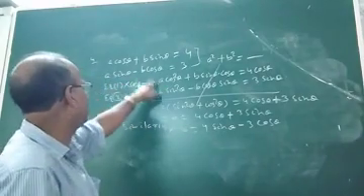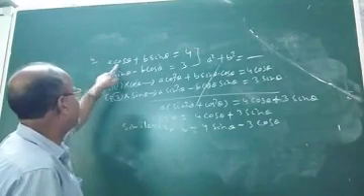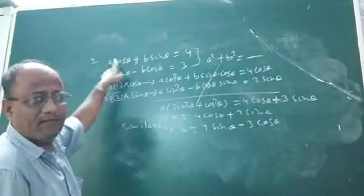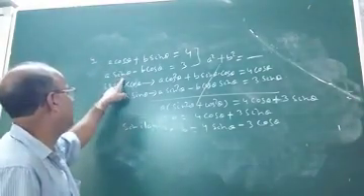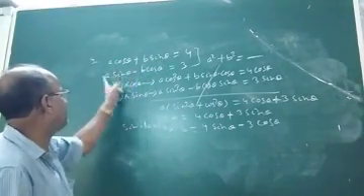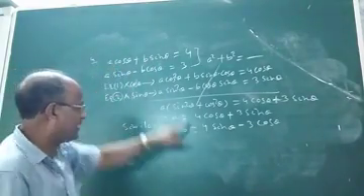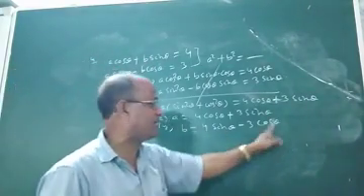How will you eliminate? See, here it is a cos theta, here it is a sin theta. You want to eliminate a, so multiply equation 1 by sin theta and multiply equation 2 by cos theta. So that a will be eliminated and you will get b equal to 4 sin theta minus 3 cos theta.